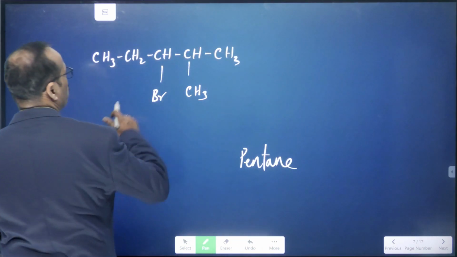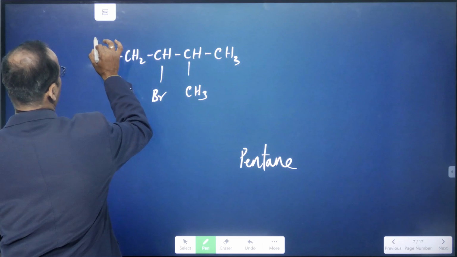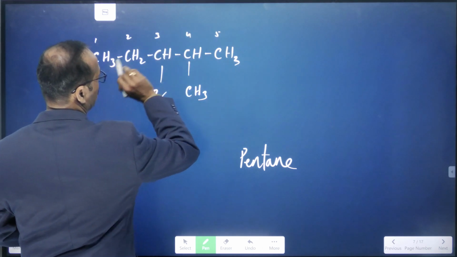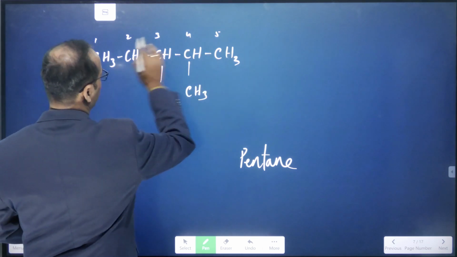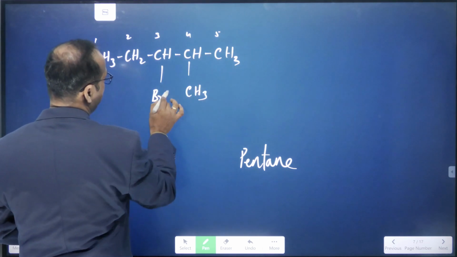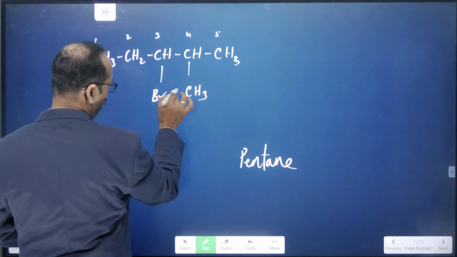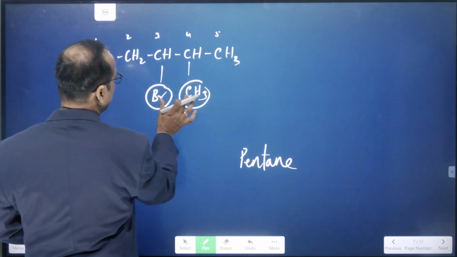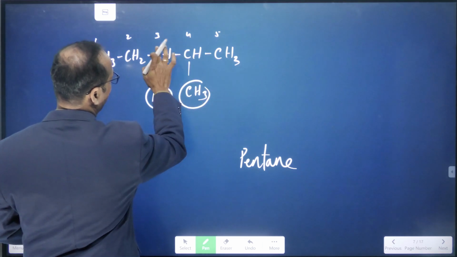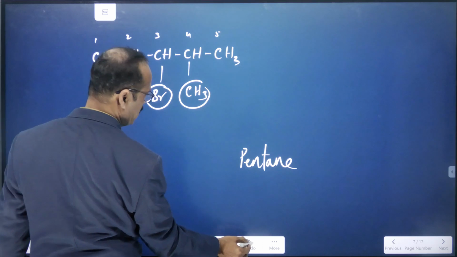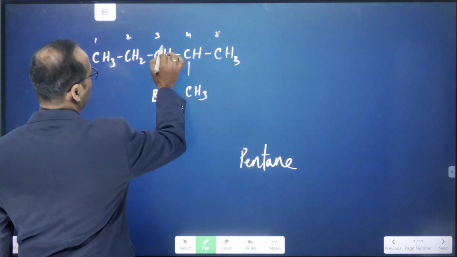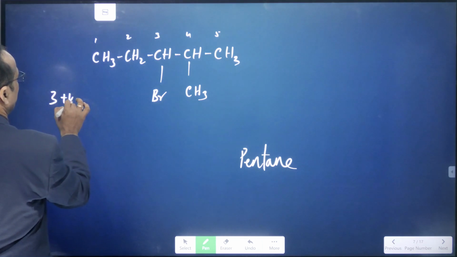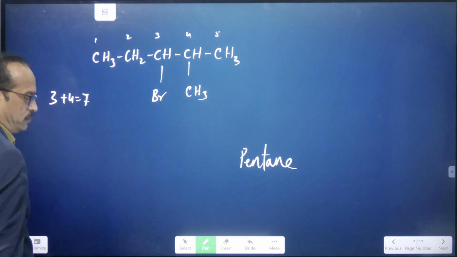Okay. So if I go in this direction, 1, 2, 3, 4, 5. Here these are the attached groups, a bromine and a methyl. So these are attached to the third and fourth carbon, right? Okay. So what I do, I add these both, so that becomes 3 plus 4 is equal to 7. Correct?